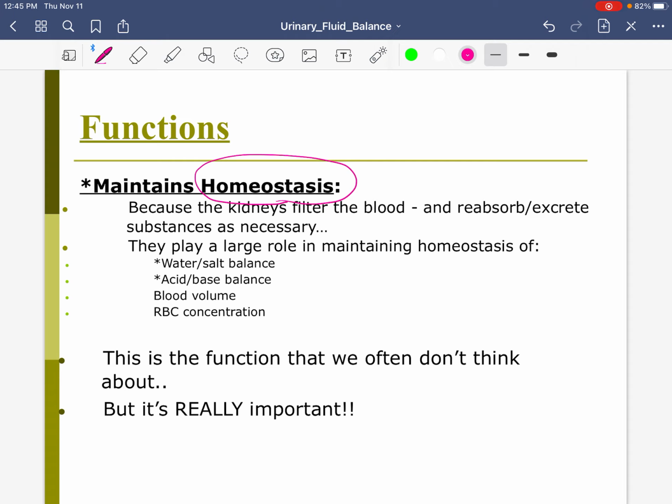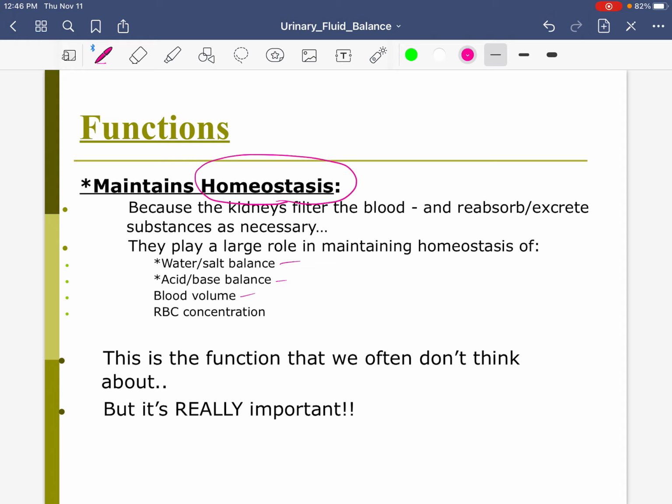But this is the function that maybe isn't talked about as much, but is really, really, really, let me say it again, really, really important. The kidneys have a huge role in homeostasis. So this includes fluid balance, pH balance, fluid balance in terms of overall volume, but also the amount of water and salt. I mean, homeostasis of everything.